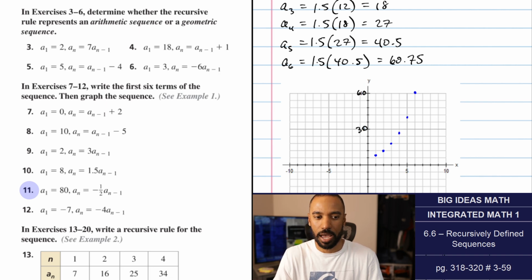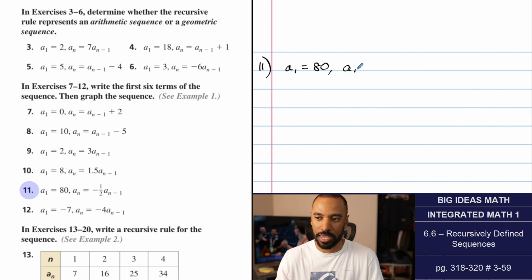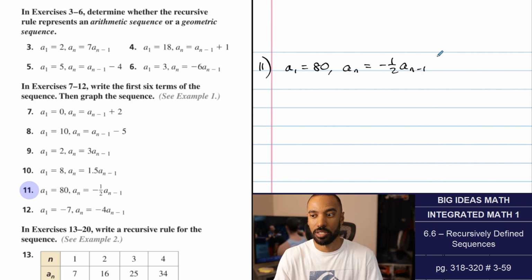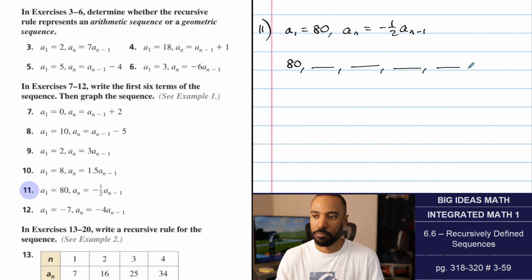I think at this point I'm going to go on the significantly faster train. If you understand what a recursive rule is telling you, just apply it the way you best know how. Meaning, take the previous term and multiply by negative 1/2. Or you might say, take the previous term and divide by negative 2. Or take the previous term, divide by 2, and change signs each time.